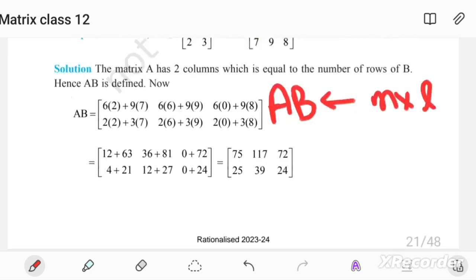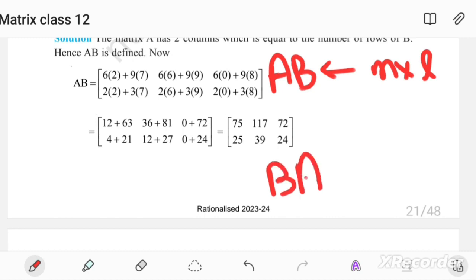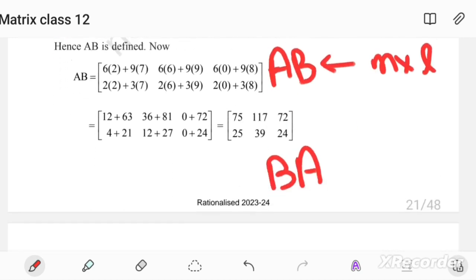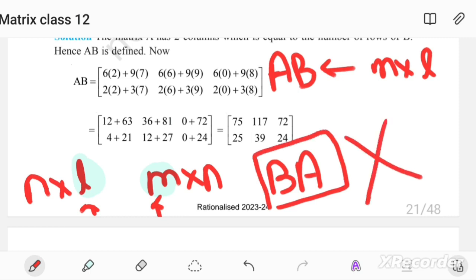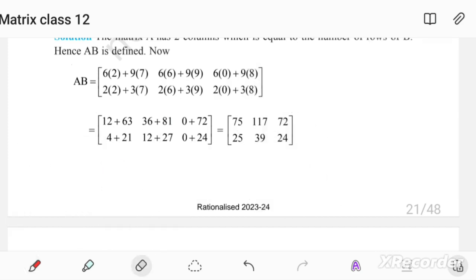Now if you ask me whether the multiplication BA is defined or not, let me explain. The matrix B has order n cross l and A has order m cross n. Check, is the number of columns in B the same as the number of rows in A? No, they are not the same. Here it is l, here it is m. l and m are different, so this multiplication BA is not defined. Since it is not defined, we cannot find BA. Hope it is clear to you.